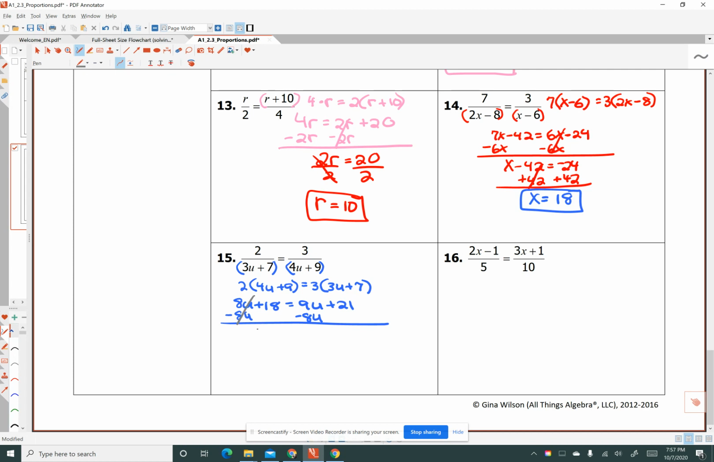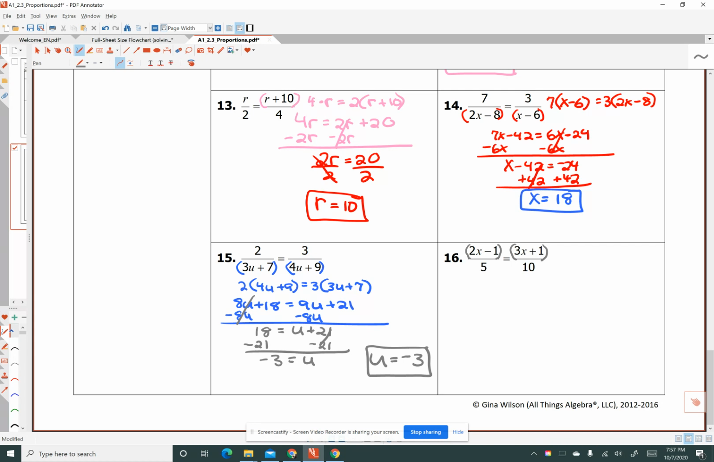And we're left with 18 equals u, it's just one u, that's an invisible u, plus 21. I will subtract 21 from each side of the equation, and I will have negative 3 equals u, and I like to write it this way. u equals negative 3. This is really good practice for the distributive property.